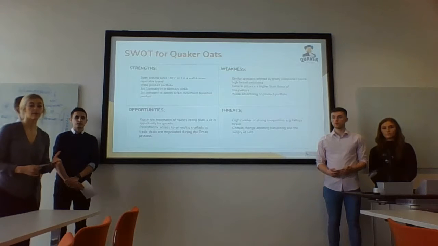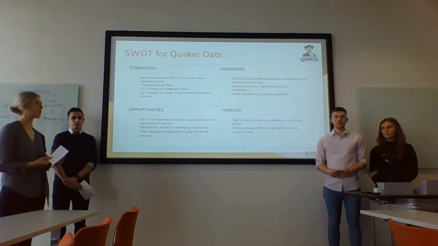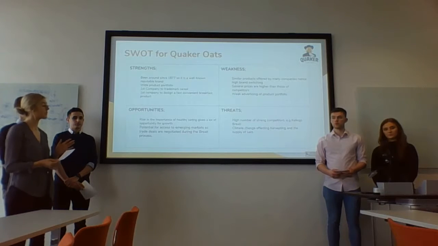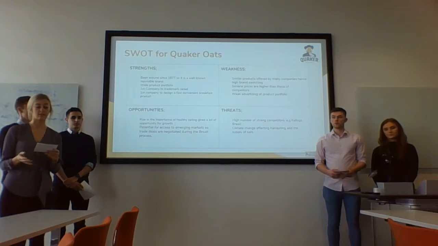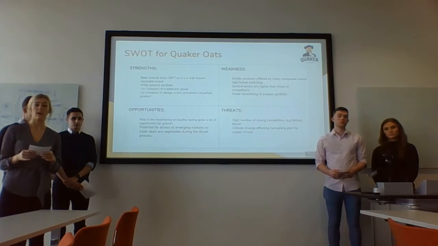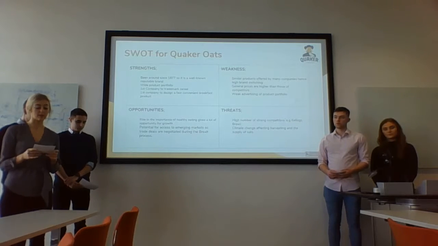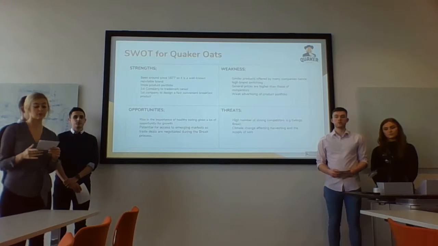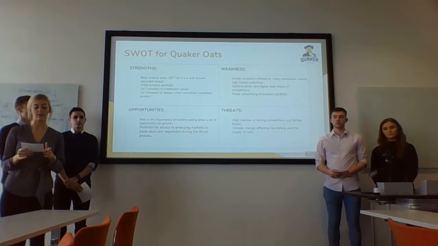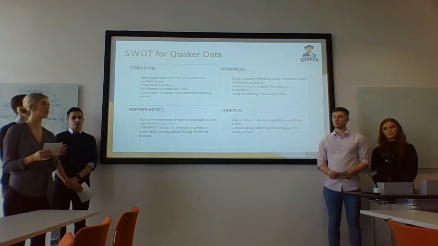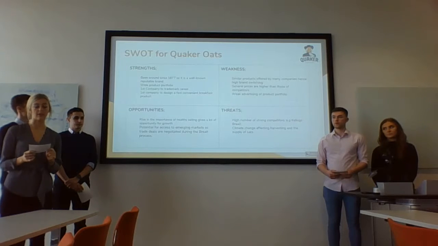Now I'm just going to go into a bit more analysis using the SWOT matrix. So as you can see, for Quaker Oats, their strengths are that it's a well-established brand and it's been around since 1877, and since then it's developed a large variety of products and it's continuing to grow its product portfolio, and along with that it has some key achievements, such as being the first company to trademark cereal.